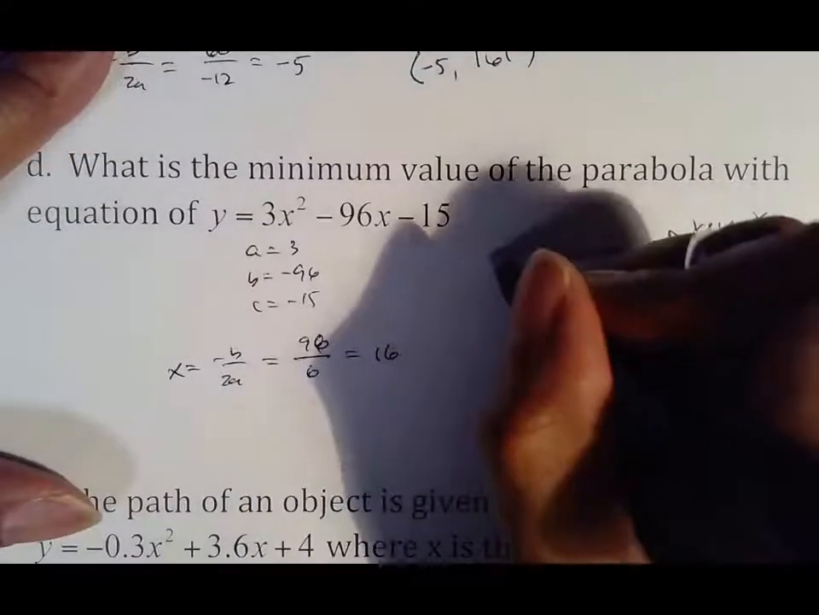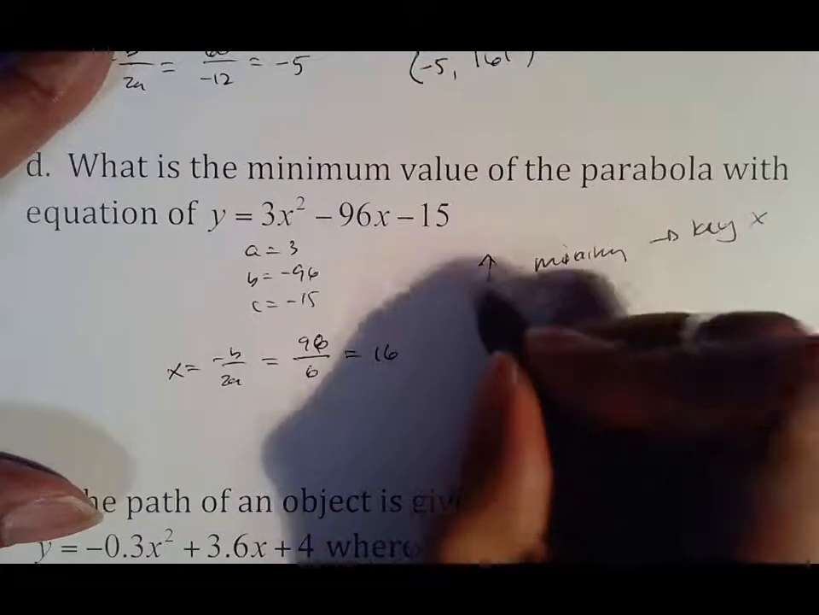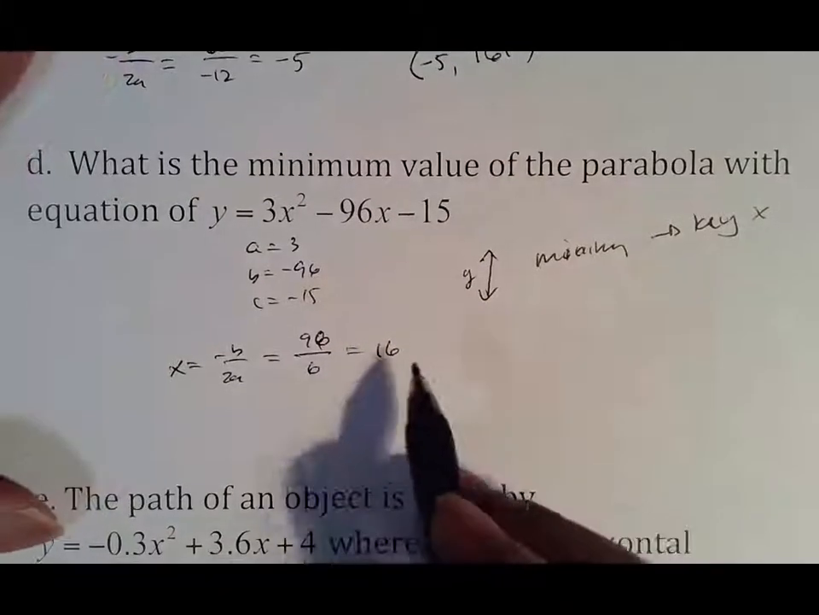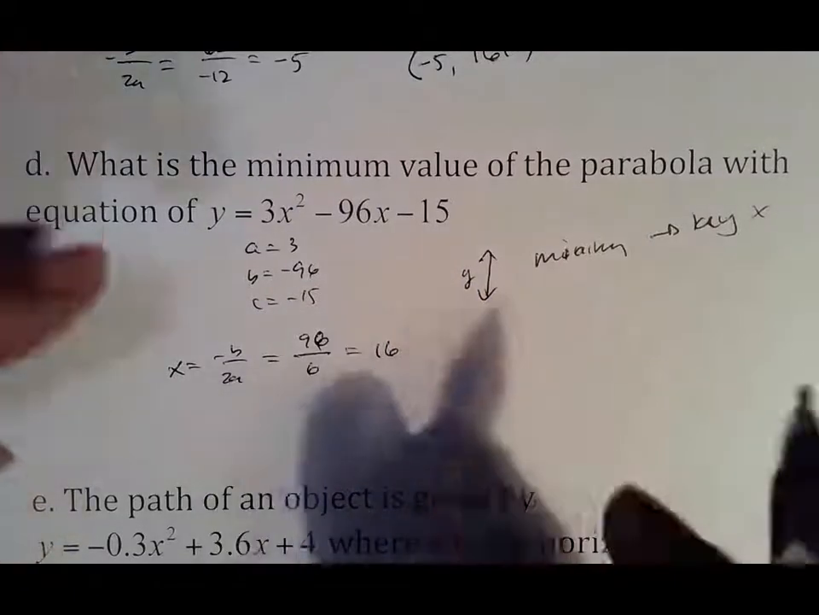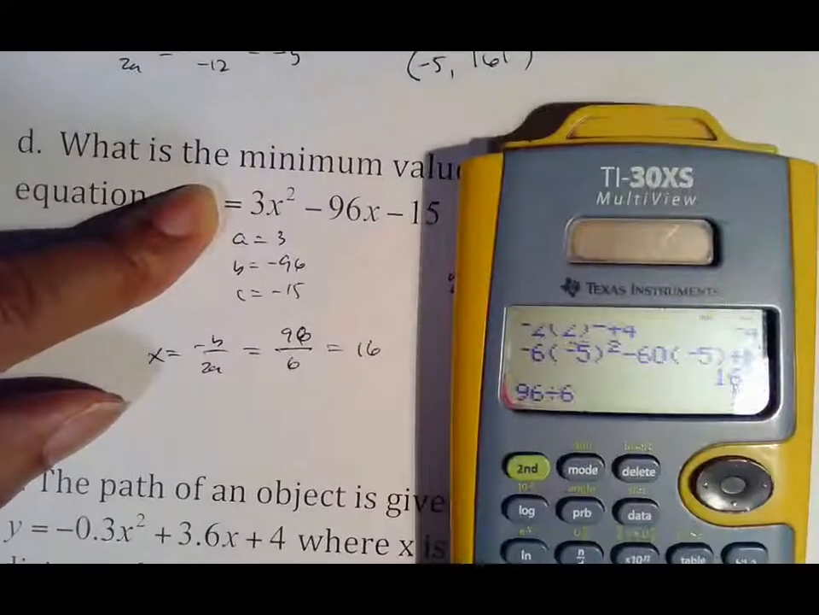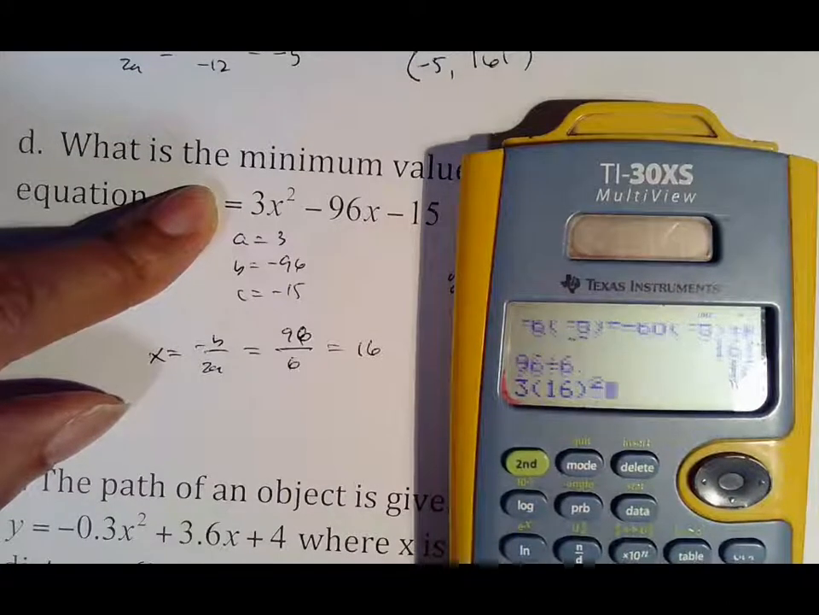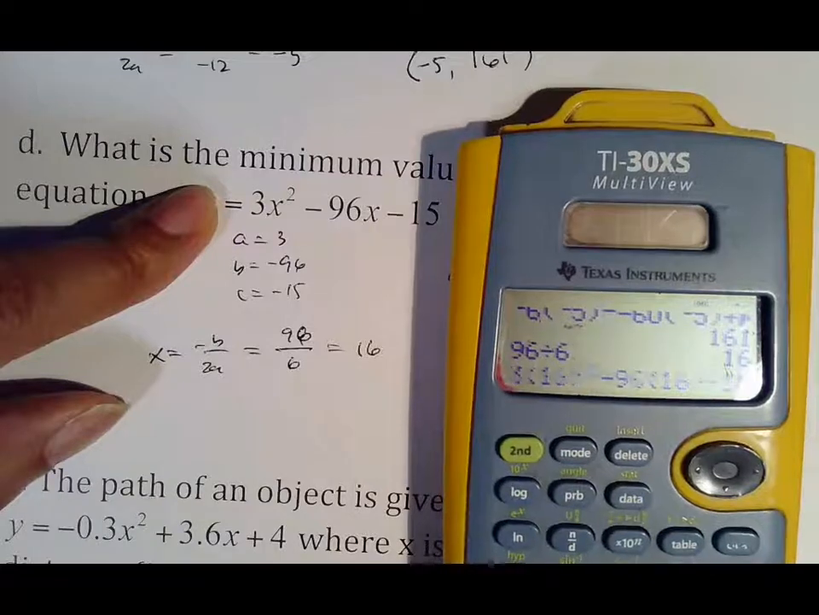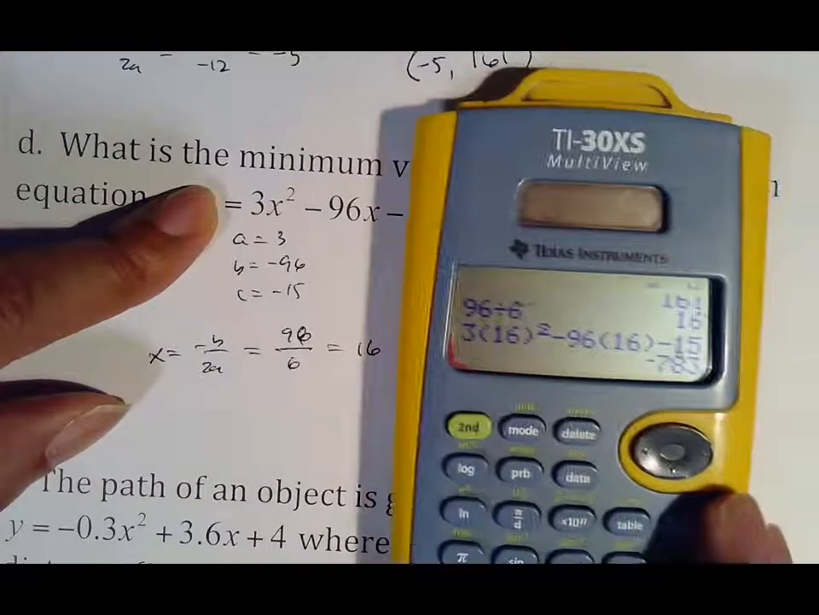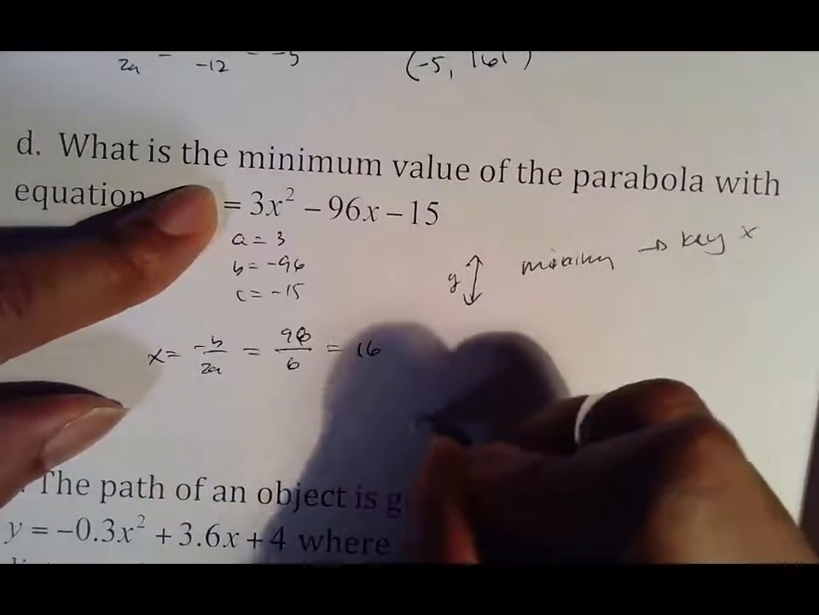Remember, minimum is up or down, and the y-axis goes up or down. So 16 leads me to the value for y, but 16 is not the value for y. So my minimum value is going to be from taking 16 and plugging it in. So 3 parentheses 16 squared minus 96 times 16 minus 15, which gives me the answer of negative 783.